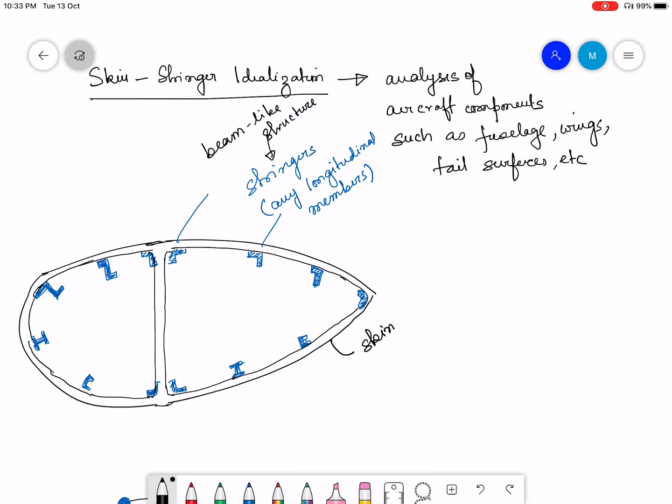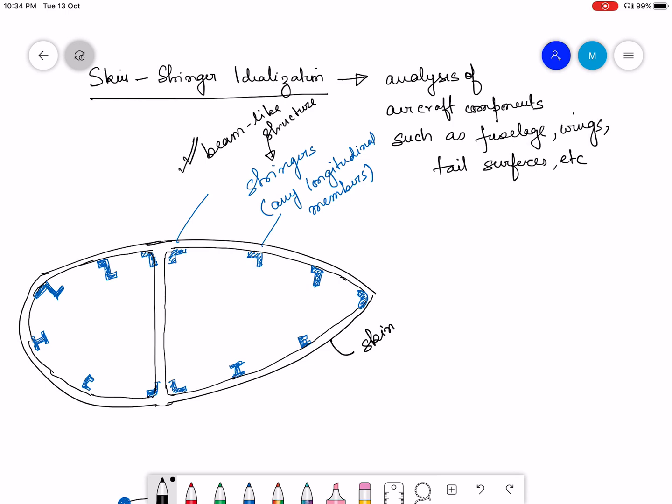And these stringers, or the longitudinal members, if you remember, are the primary structural components which withstand the bending load, which gives rise to normal stresses that you have studied earlier. Now we know how to analyze these stringers or this thin wall beam because of bending and the direct stress that develops in the beam. So that part is done.